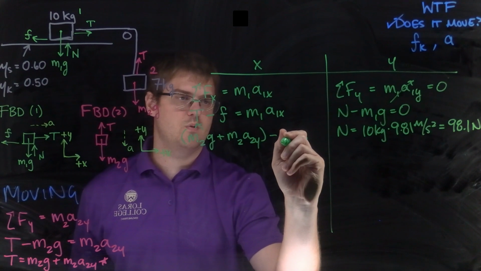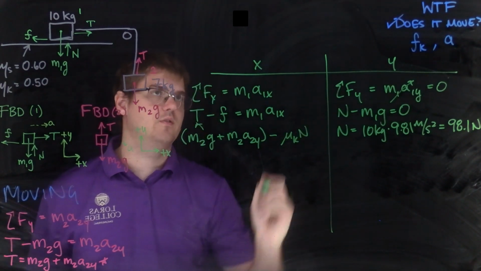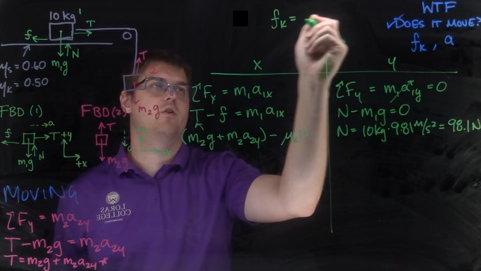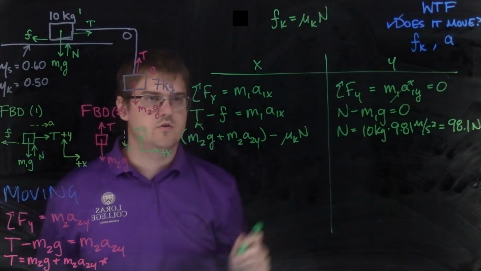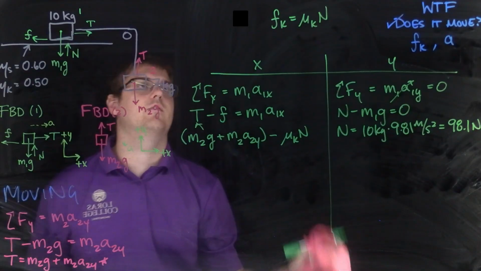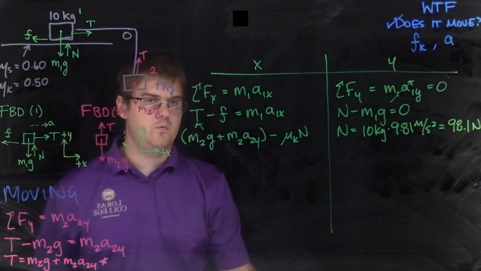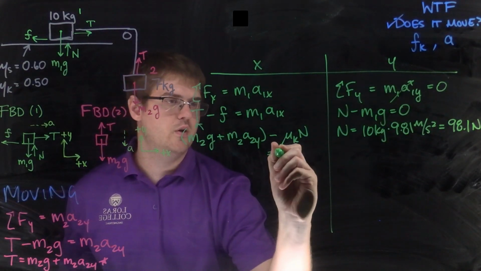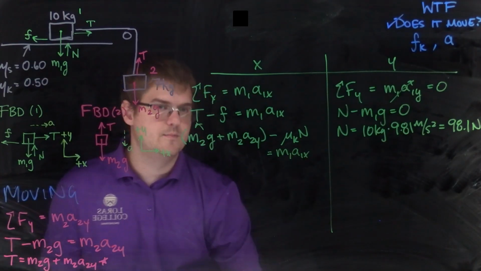Well, our frictional force when we're moving is mu k times n, and that one is truly just force friction k is equal to mu k times n. There's no greater than, less than, equal to, whatever. It's just straight up equal. So that whole thing has got to be equal to m1 times a1 in the x.